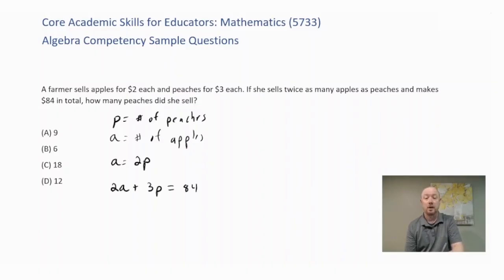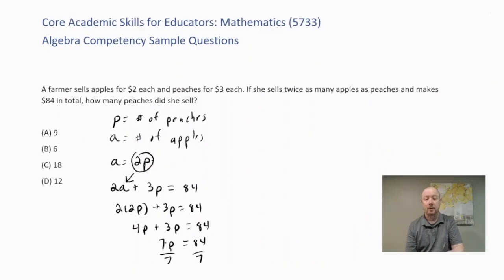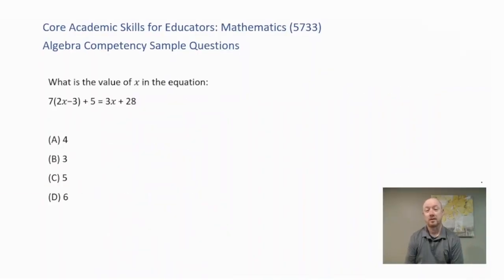Now I'm going to substitute 2P in for apples. So I get 2 times 2P plus 3P equals 84. 2 times 2P is 4P, plus 3P, so 7P equals 84. If I divide both sides by 7, I get the number of peaches is equal to 12. The correct answer is D.